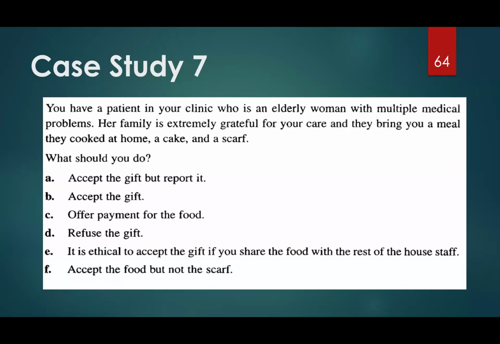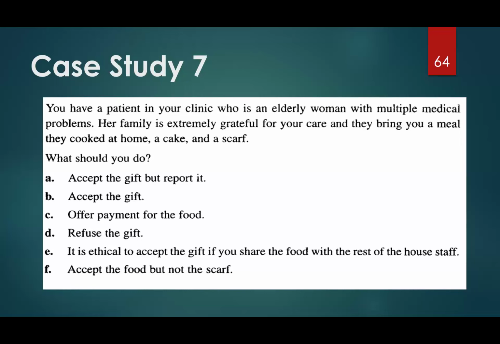You have a patient in your clinic who is an elderly woman with multiple medical problems. Her family is extremely grateful for your care and they bring you a meal they cooked at home, a cake and a scarf. What should you do in this case?